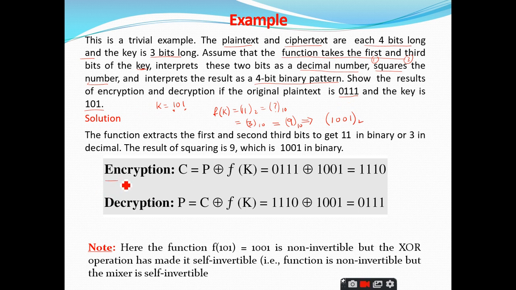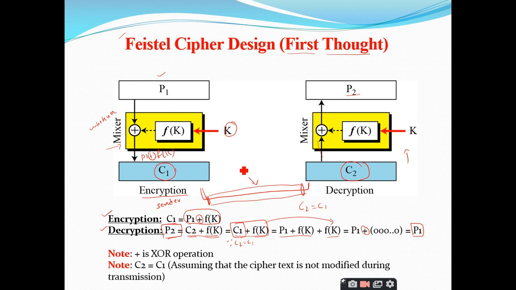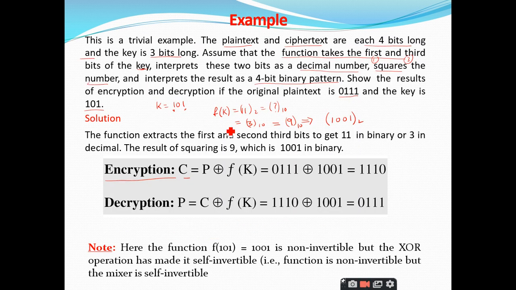At the encryption, I told that C is equal to, we have a formula here, right? C is equal to P1 XOR F of K. So what is P1 I got here? What is given here? 0111. This is given. And XOR operation with the 4-bit key, right? It is 1001. So 0111 XOR 1001. What is that result?